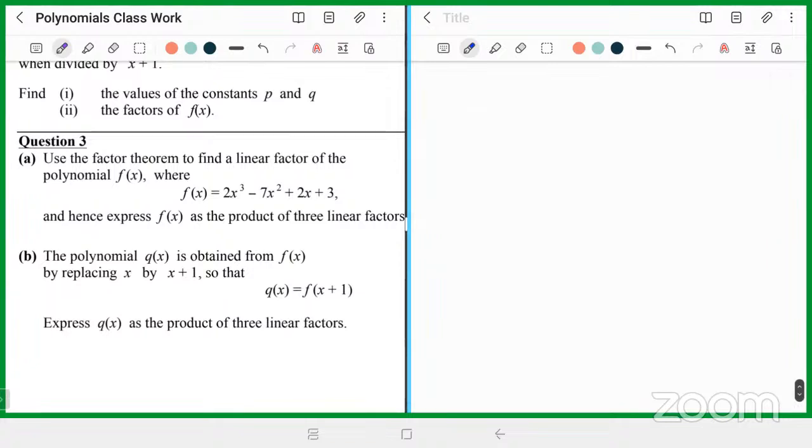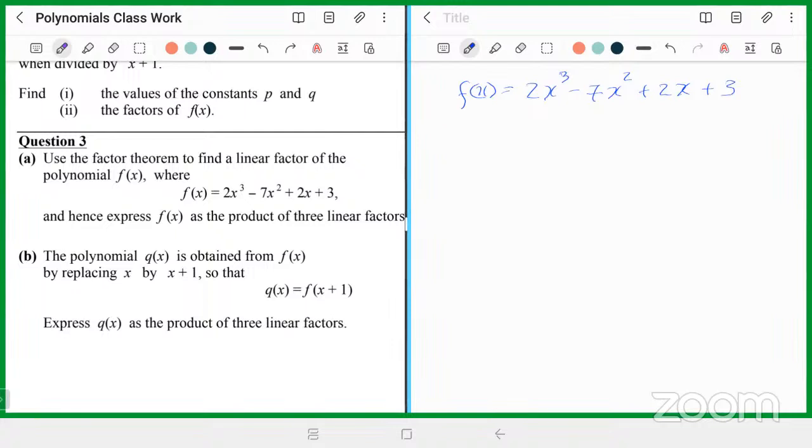So the third question gives us this expression. It says use a factor theorem to find a linear factor and hence factorize it, expressed as 3 linear factors. In other words, factorize it. So I'm going to start by saying f of x equals 2x cubed minus 7x squared plus 2x plus 3.